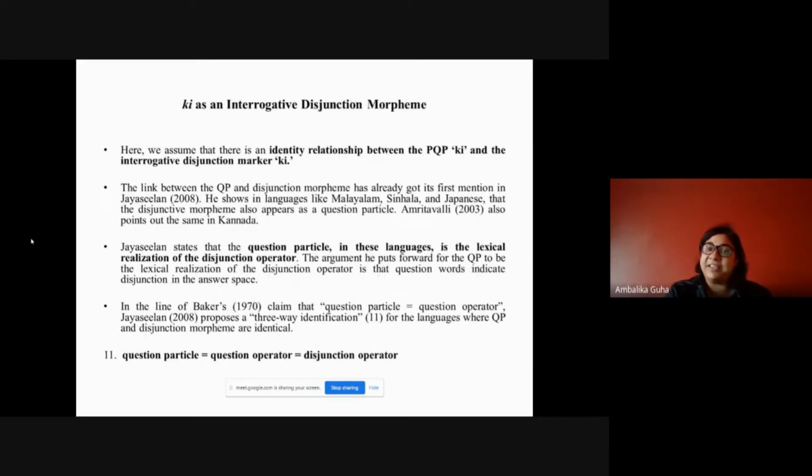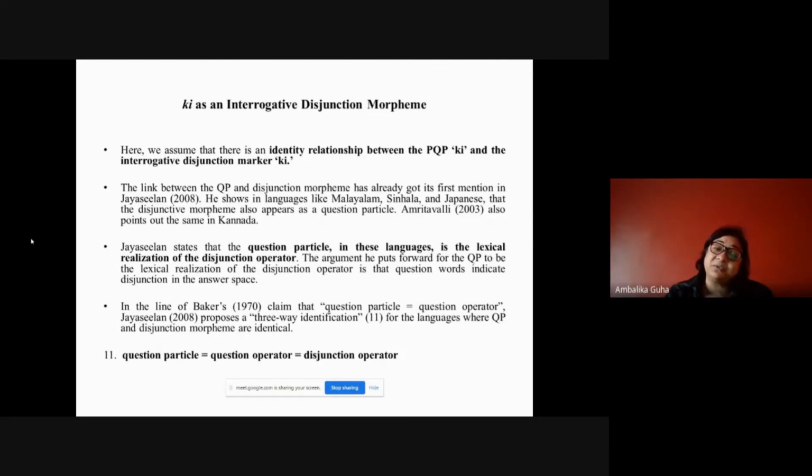Based on the empirical evidence that I have just provided, maybe we can assume that there is an identity relation between the polar question particle ki and the interrogative disjunction marker ki. And the link between the PQP ki and the disjunction morpheme was already first mentioned in Jayaseelan 2008. He shows in languages like Malayalam, Sinhala, and Japanese that the disjunction morpheme actually surfaces as a question particle. And Amritavalli also points out the same in the language Kannada.